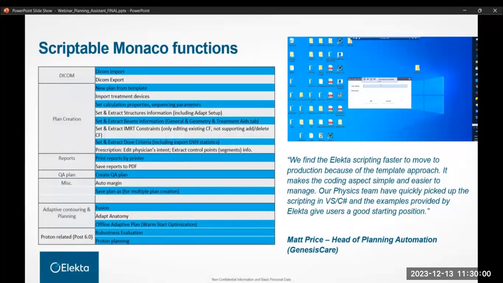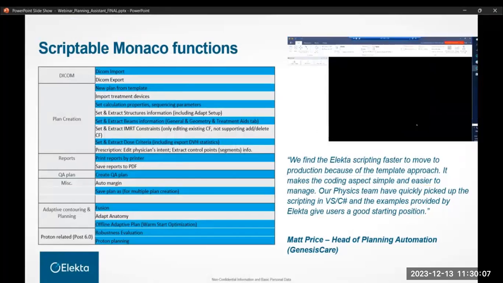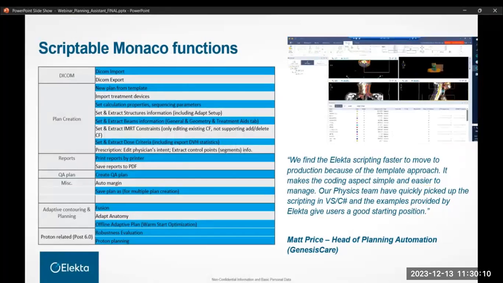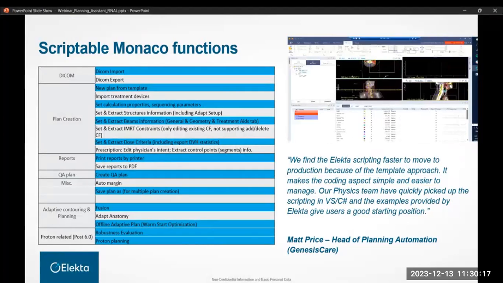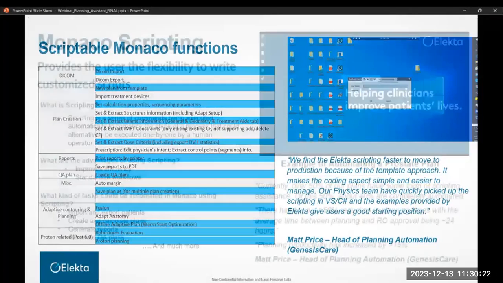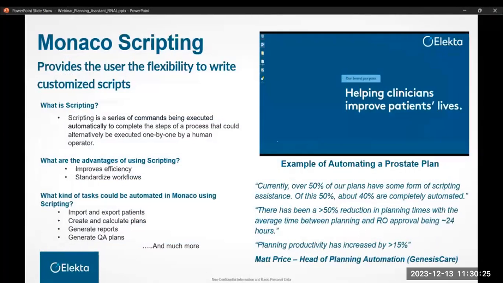And effectively, one of our pilot sites, Genesis Care, found that it was very easy to start scripting, because using scripting combined with very powerful templates really allows you to begin writing effective code very quickly. So in summary, Monaco scripting is a series of commands that can execute processes exactly the same as a person would do, but it's being run entirely through the application and entirely through the computer.